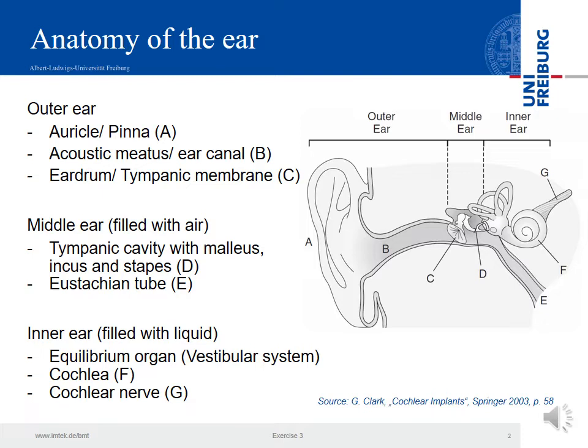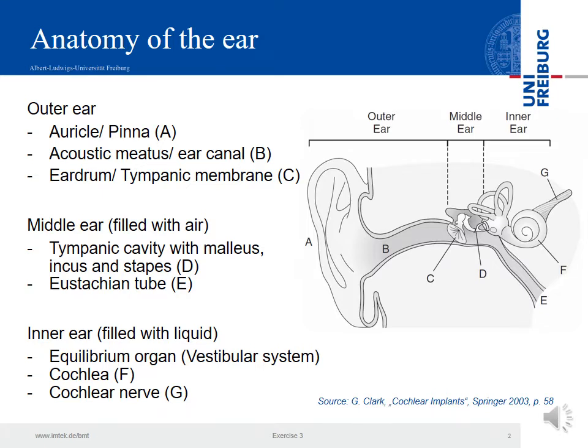Since the acoustic impedance in air is different from the acoustic impedance in the inner ear, we have a transduction there from low impedance from the air into the middle ear, in which we have the three small bones, the malleus, the incus, and the stapes, and these three bones transfer the vibrations of the eardrum to the inner ear.